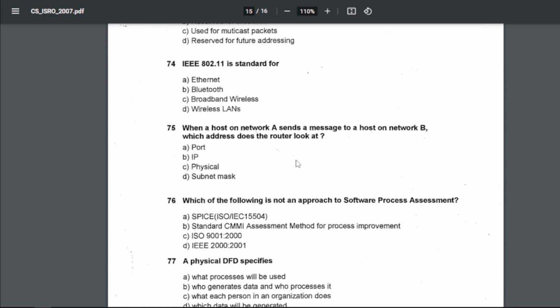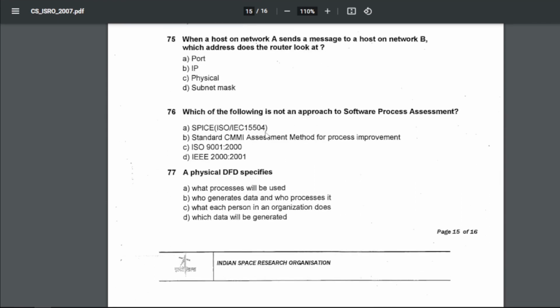So the router is basically looking for the IP address, because routing is done on the basis of IP address. When a host on network A sends the packet to a host on network B, the router checks the IP address of the receiving host and routes the packet to the suitable host. So hope you remember that.